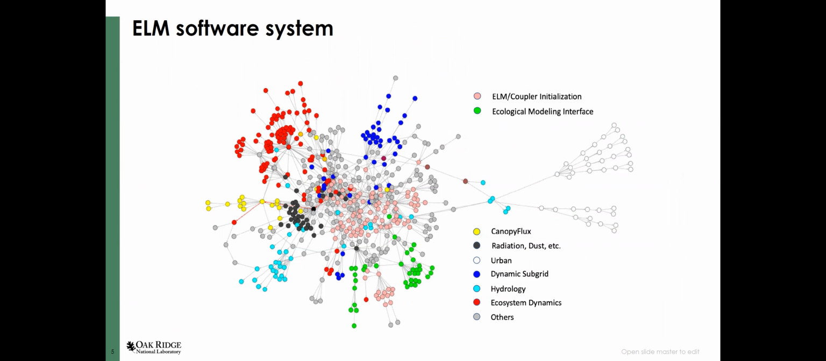This slide basically shows how many components are inside these ELMs. We are dealing with canopy fluxes, radiation, dust, and roughly 20 ELM process functions. You can see all of them are connected, but I also want to point out that this is only the function calls, and they are all connected through the global variables.